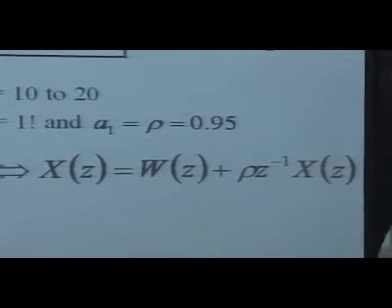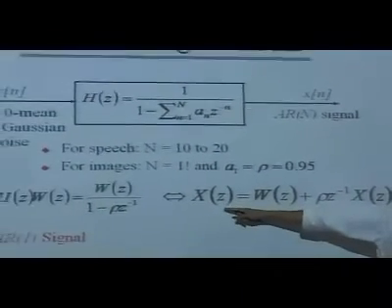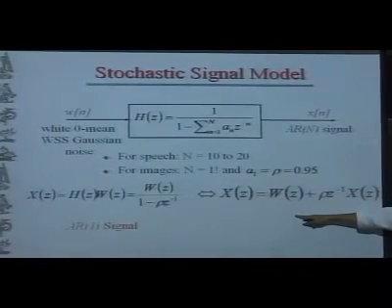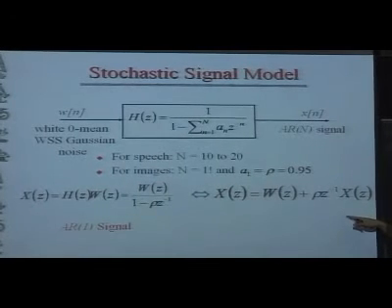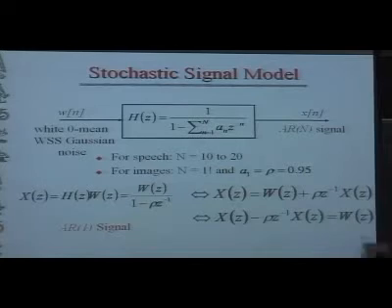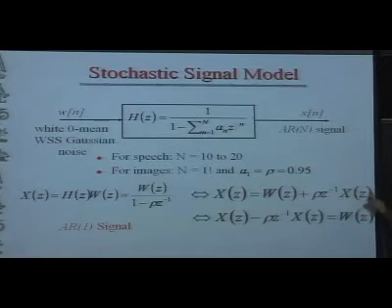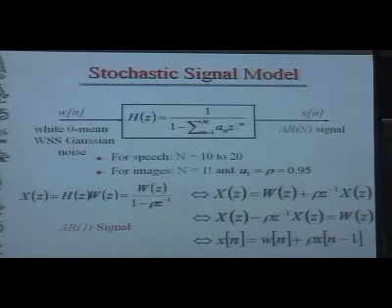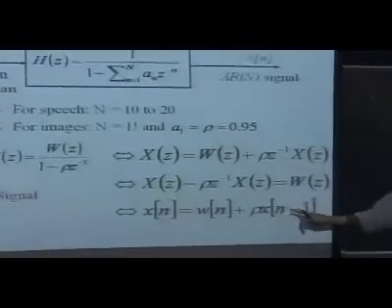Okay, now how do we get back to the time domain? Inverse z transform, right? What does this give us? x(n). What will this give us? w(n). What does this give us? Rho times x(n-1). Okay, so in the time domain, the intermediate step is to take all the x together to one end, noise to the other end, and then do the inverse, and then you will have x(n) equal to w(n) plus rho times x(n-1).